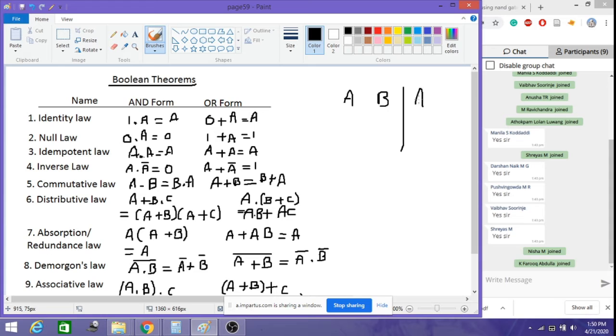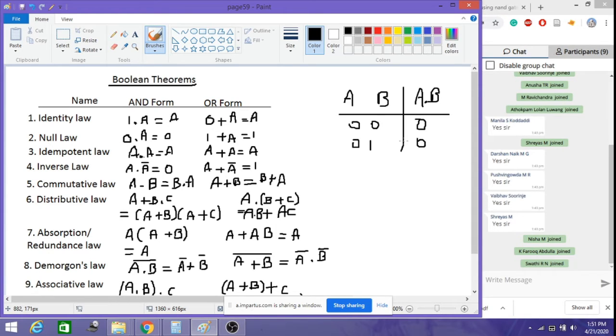The AND gate is nothing but the product of the 2 inputs, that is A into B, logical AND. If you have the 2 inputs 0 0, its output is 0. For 0 1, its output is 0. It means at any given time, if any one of the inputs is 0, the output is 0. Whereas in the OR operation, if any one of the inputs is 1, then the output is 1. So that is the OR gate and this is the AND gate. For 1 0, we will get 0. When both the inputs are 1, only then is its output 1. So these are the basic gates.